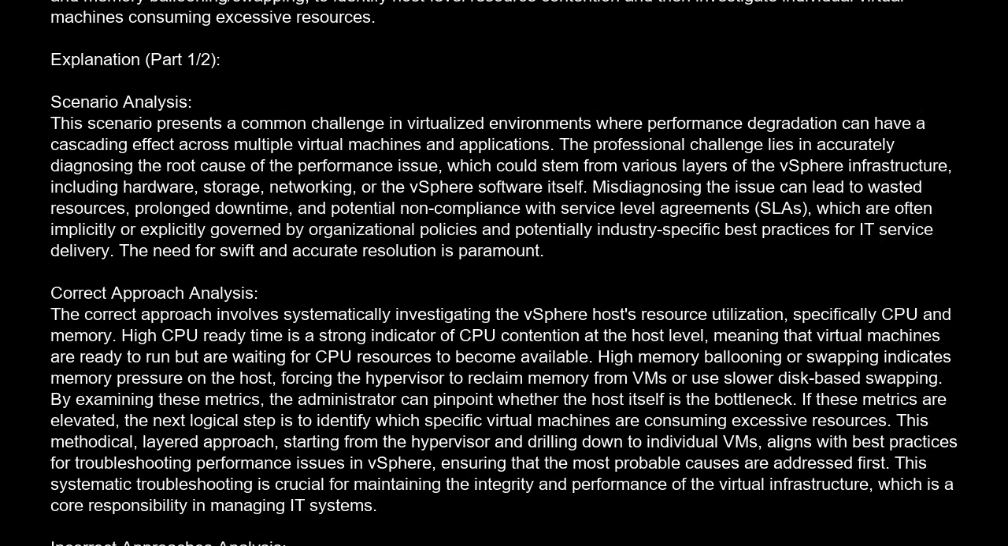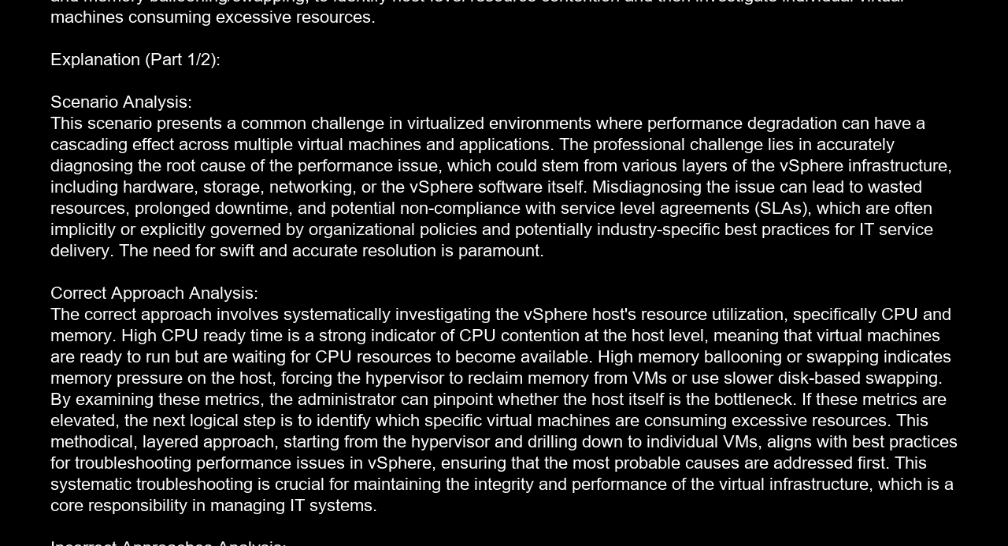The correct answer is A. Examine the CPU and memory utilization metrics of the affected vSphere host, specifically looking at CPU ready time and memory ballooning/swapping, to identify host-level resource contention, and then investigate individual virtual machines consuming excessive resources.